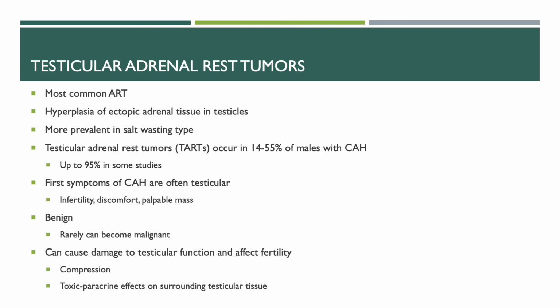Sometimes the first symptoms are testicular related. Infertility, discomfort, or a palpable mass might be felt. These are almost always benign tumors. However, they can cause damage to the testicles and have a negative effect on fertility through compression of the seminiferous tubules. There is also some research right now that suggests these tumors may also have toxic effects on the surrounding testicular system because of the hormonal function of these masses.